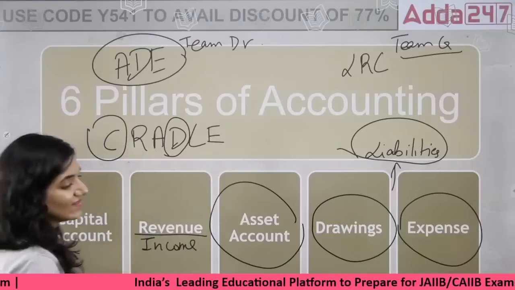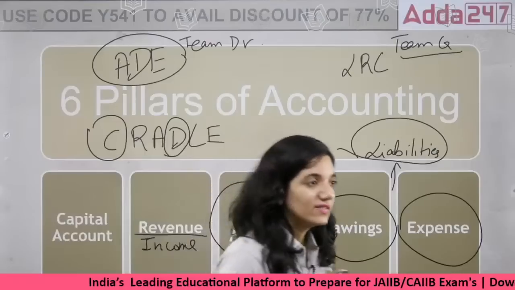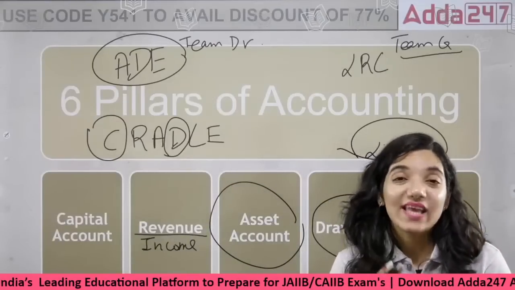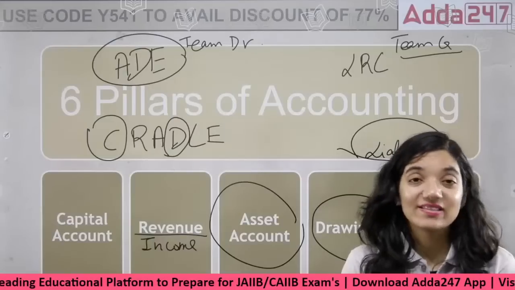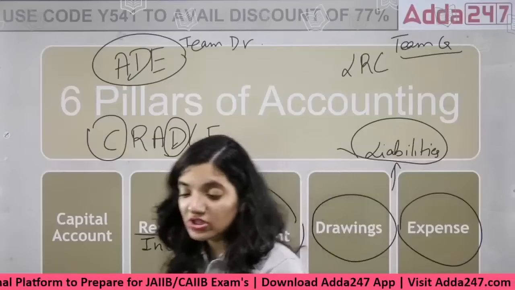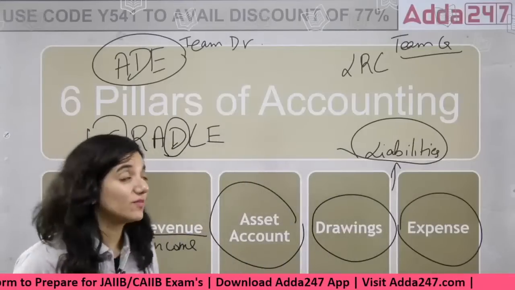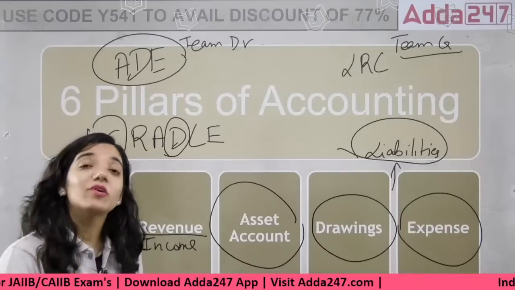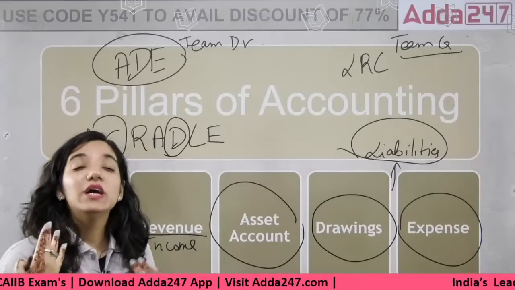So in this case, the correct answer for the CRADLE: C for capital, R for revenue, A for asset, D for drawings, L for liabilities, and E for expenses. So there are two teams. Remember, in the question, even if they try to trick you, always remember just three elements out of the debit or credit. Just learn one particular team, the other one would be known to you.